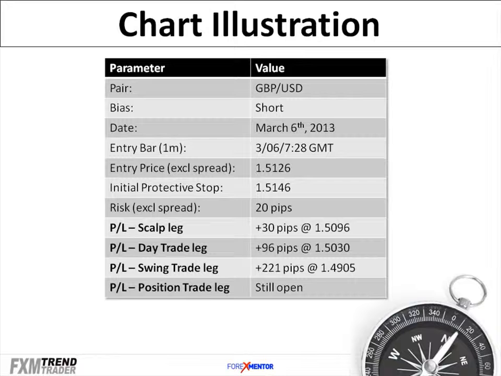with a short bias March 6th, that's Wednesday of this past week, with a 1-minute entry signal, very well timed, very low risk at 7:28 GMT, just around about the London Open there. Entry price 151.26. I'm not factoring in dealing spread. That issue made no difference to the outcome. 20 pips stop at 151.46 for risk of 20 pips. And I'm happy to say the trade worked out really, really well.